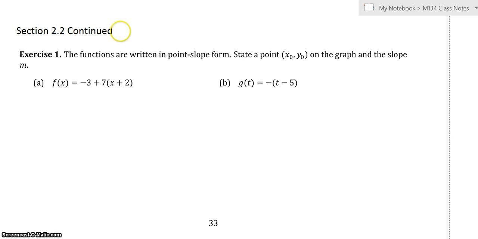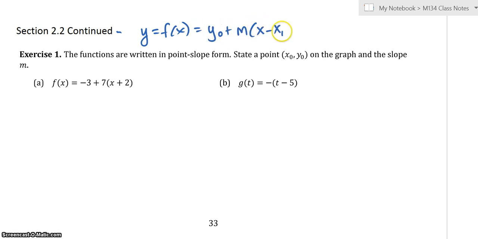So if you remember from the page before, the formula is either y or f of x, and it's y naught plus m times x minus x naught. So I look here and I see that my y naught must be -3. You have to be very careful with the x, because the x naught is actually, believe it or not, -2.